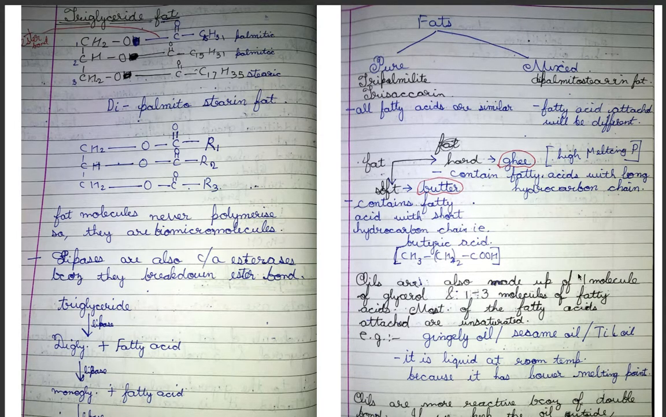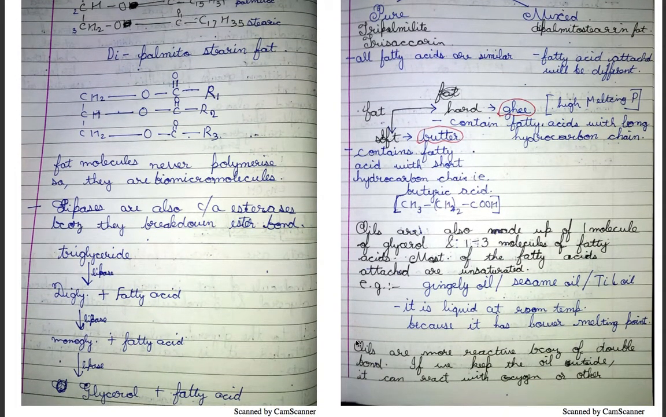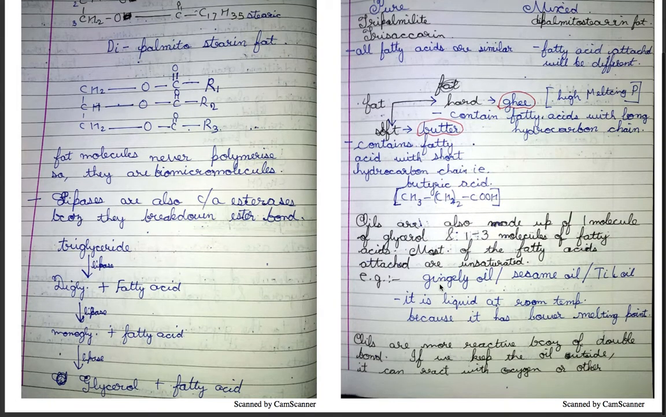Oils are made up of one molecule of glycerol and 1 to 3 molecules of fatty acid, maybe 1, maybe 2, maybe 3. But most of the fatty acids here are unsaturated. Not all are saturated, mostly they are unsaturated. Example, gingerly oil, that is til, sesame oil. Now it is liquid at room temperature because it has a low melting point, common sense.